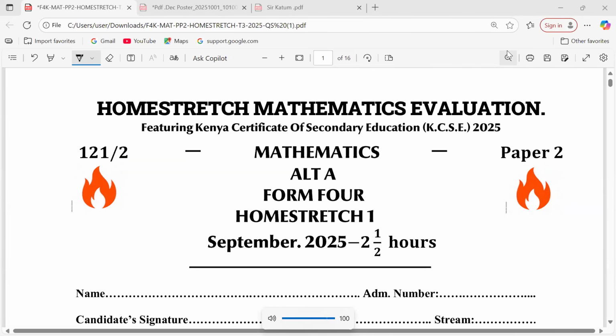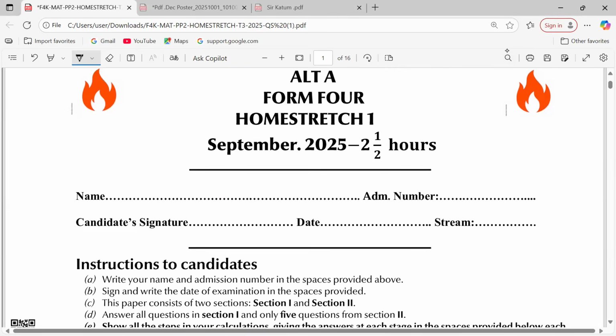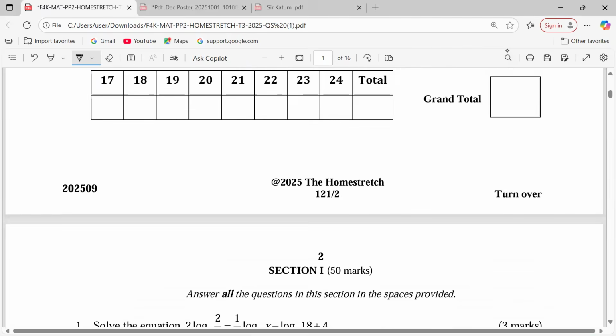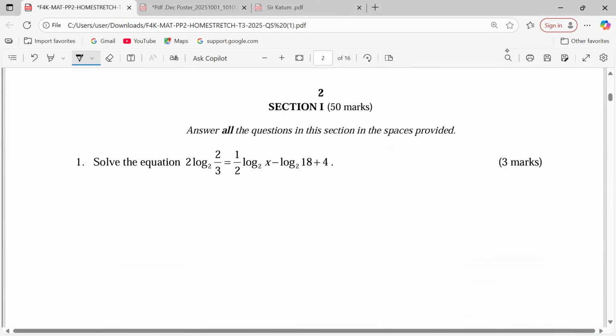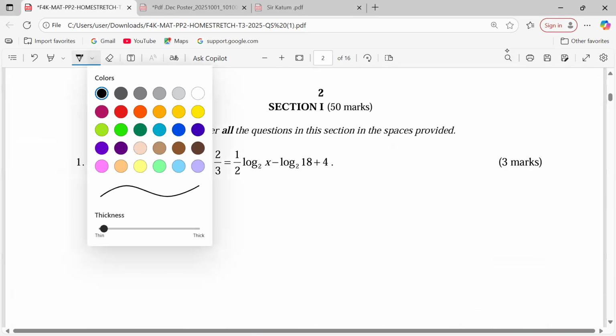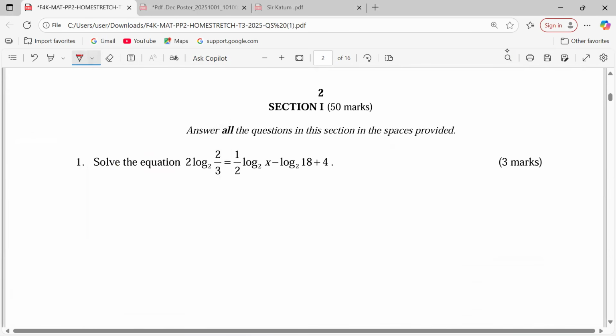We shall be discussing the Homestretch Mathematics Evaluation 2025 September paper, section 1 of paper 2. This is a very serious examination, and if you follow keenly, then you shall discover that nothing is difficult. For every problem, there is a ready solution. So please follow up with us.